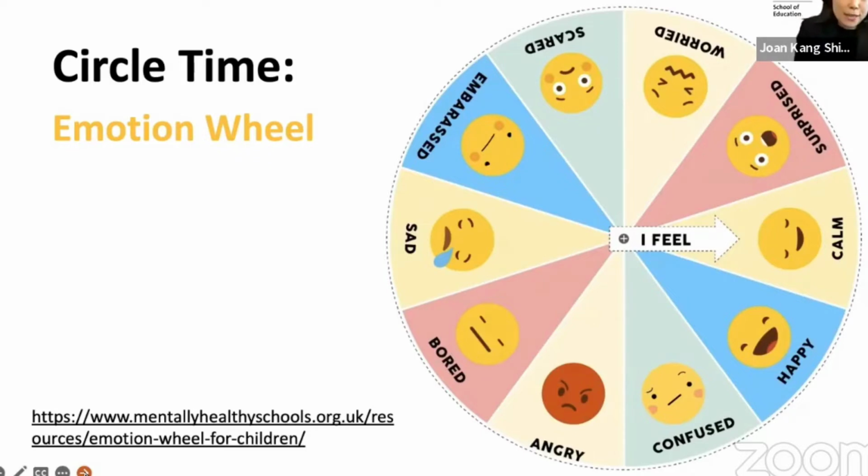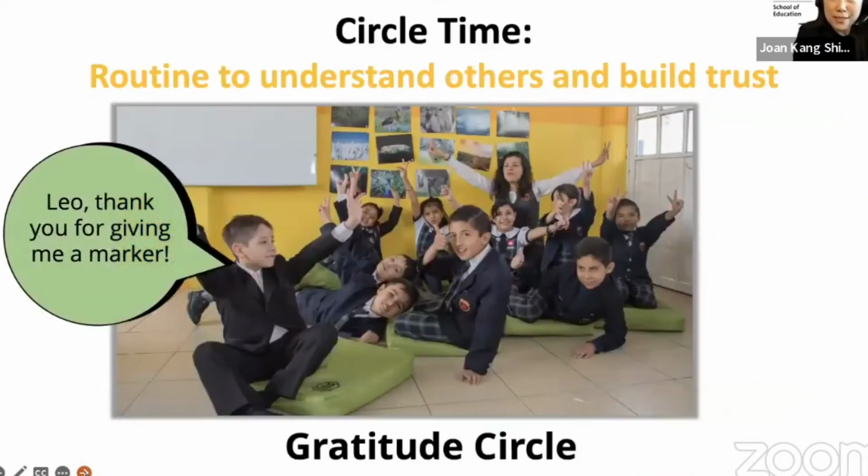Circle time can also be another great time to connect with your students. Okay, it can be a routine to understand others and build trust. Okay, and maybe you have a gratitude circle at the end of class, and you ask them, oh, who do you want to thank today? Okay, so this kid is saying, Leo, thank you for giving me a marker. Okay, they can express thanks. This builds that social emotional learning as well.